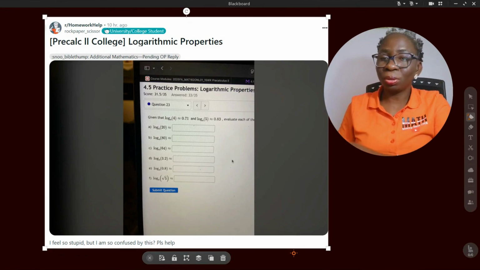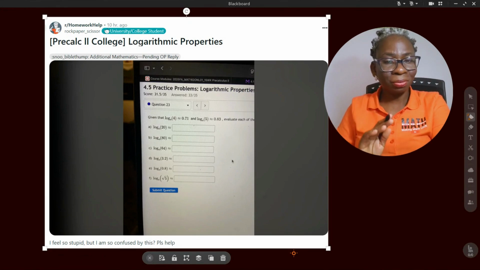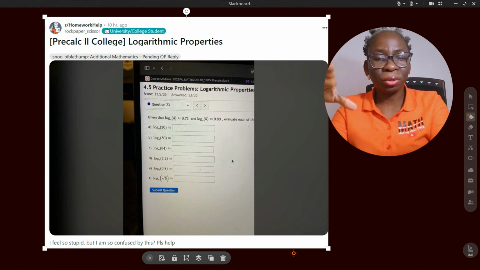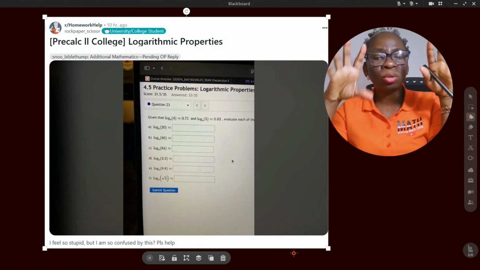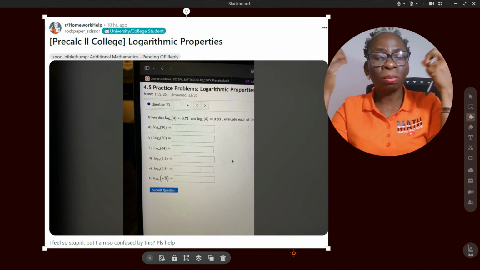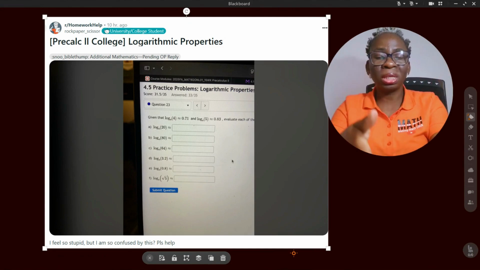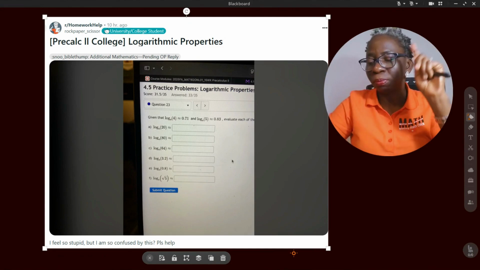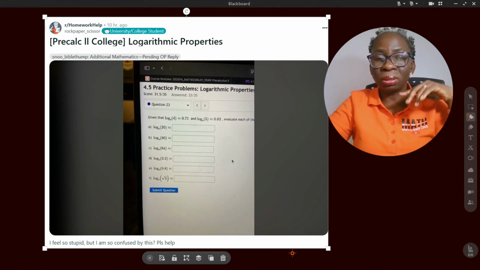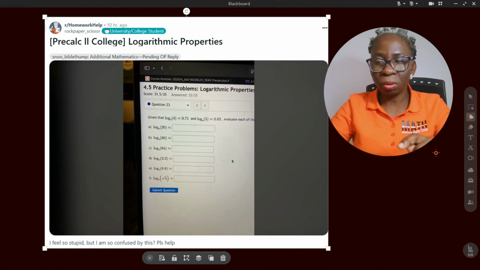Someone asked this question on Reddit. Now, let's solve it together. To solve this type of question, the first thing we have to do is to think of how we can combine 4 and 5 to give the logs that we were given. Now, let's first write out the values of log 4 and log 5.